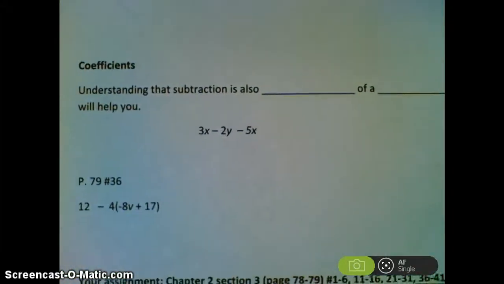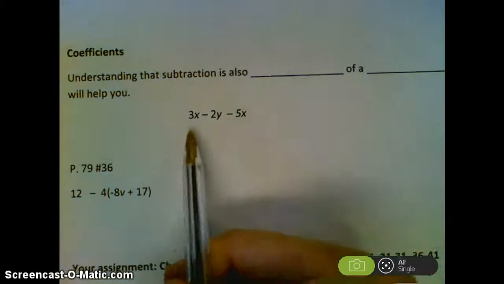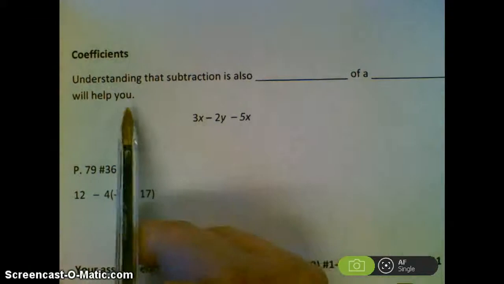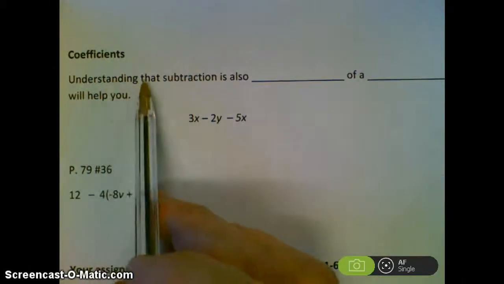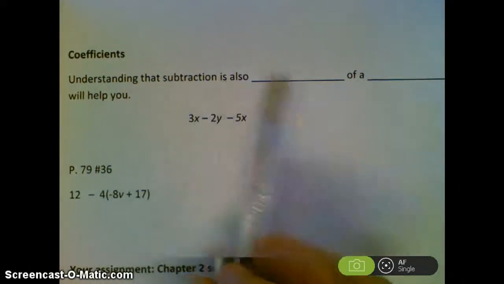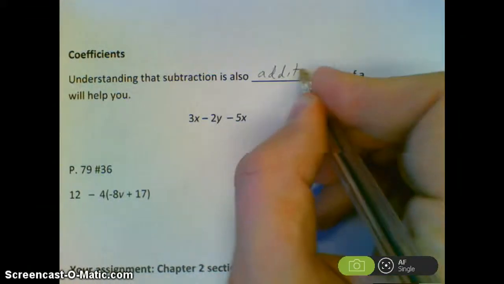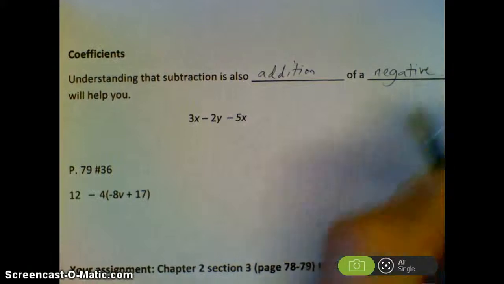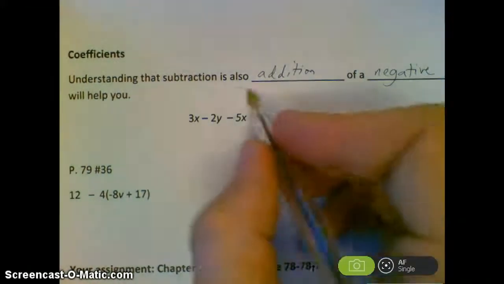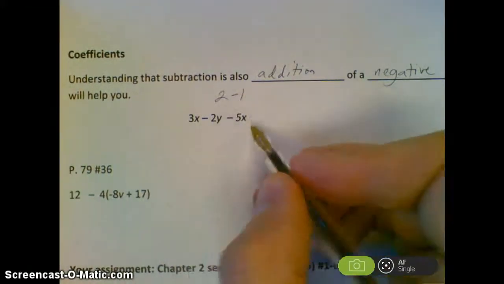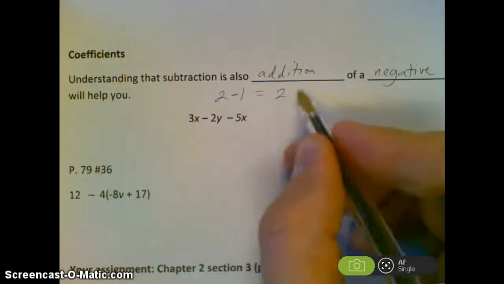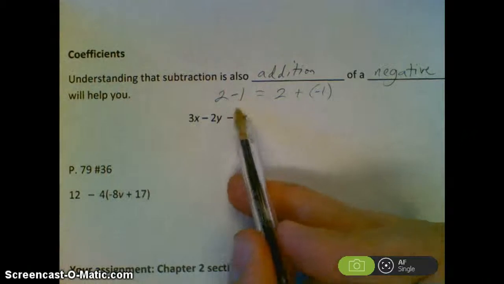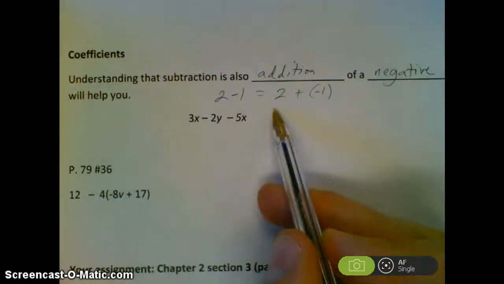Now, something to remember about coefficients. First, a coefficient is the number that multiplies a variable. Something that will help you is understanding that subtraction is also addition of a negative. So if you remember, just an example, 2 minus 1 is the same as 2 plus a negative 1. Because that equals 1. 2 minus 1 is 1, and 2 plus a negative 1 equals 1.